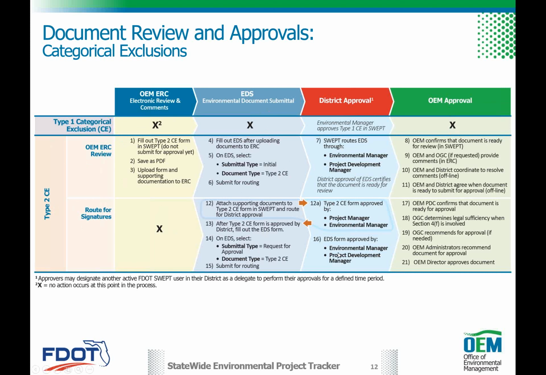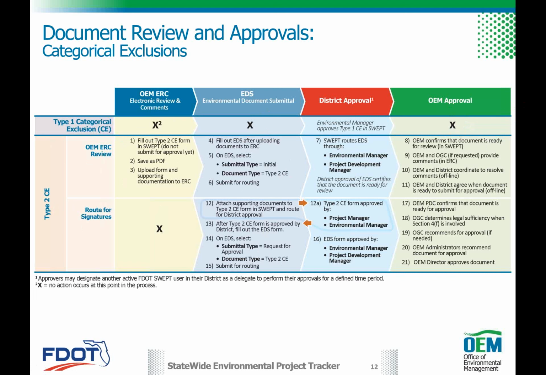It then shifts up to those two individuals responsible in the district, the environmental manager and the project development manager, whose job is to look at what's been submitted. They say, yes, everything looks good. It should continue on in the process. They're verifying and certifying that QA/QC has occurred on the documentation being provided. That shoots off an email up to the OEM project delivery coordinator, who again looks at the material, looks at the Type 2, looks at the supporting stuff, and makes sure everything is linked, connected, and complete.